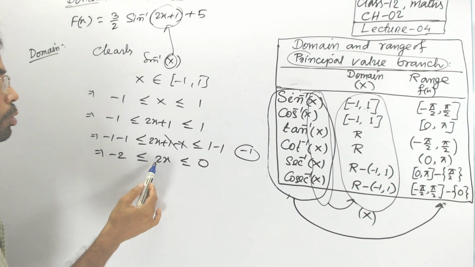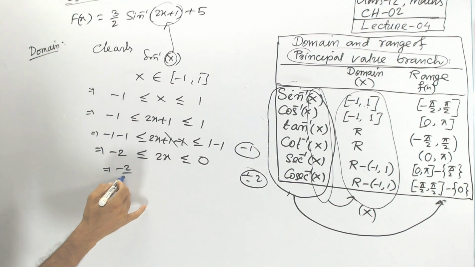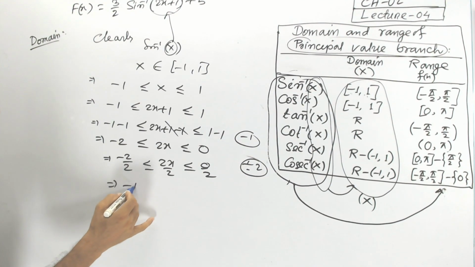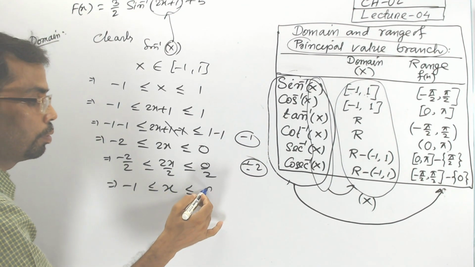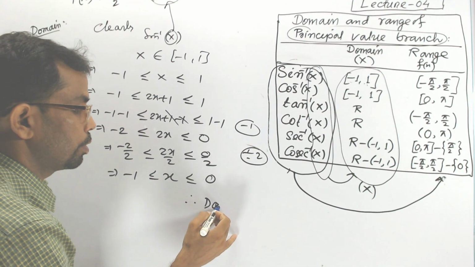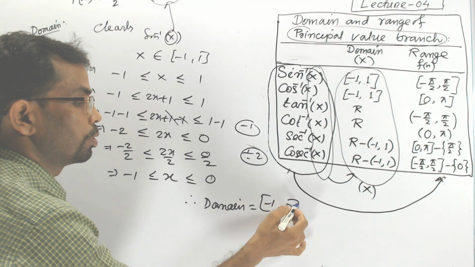Then I have to remove this 2 again, for which I have to divide by 2 each term. So -2 by 2, 2x by 2, 0 by 2. So -1 less than equal to x less than equal to 0, which is the domain. We got the domain. We can write like this. Domain of the function is -1 to 0, close, equal sign, close interval.